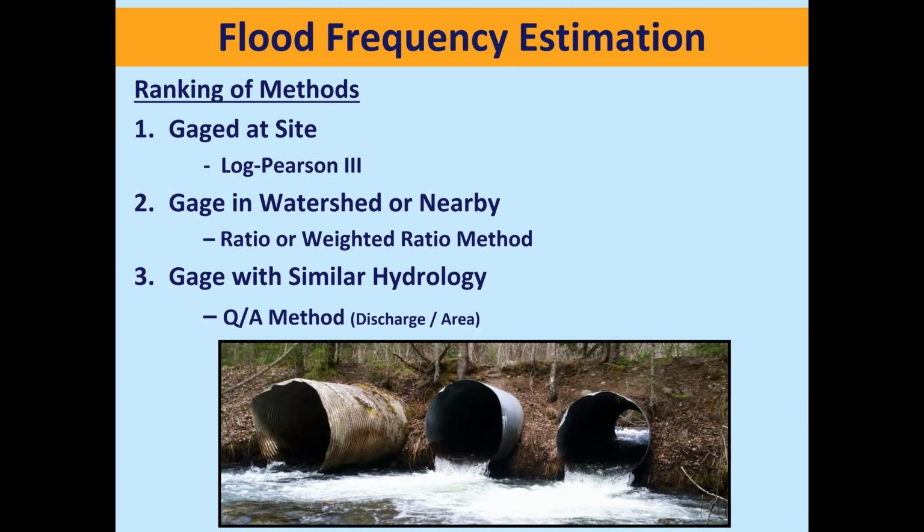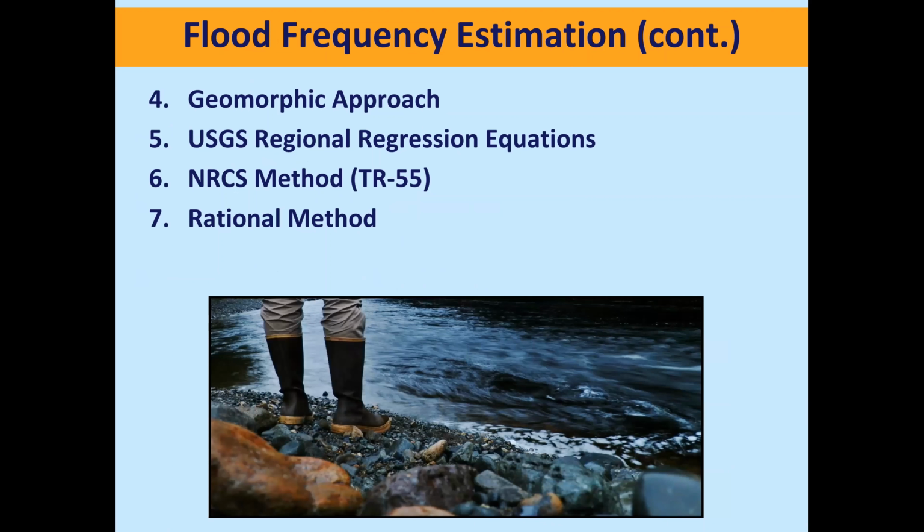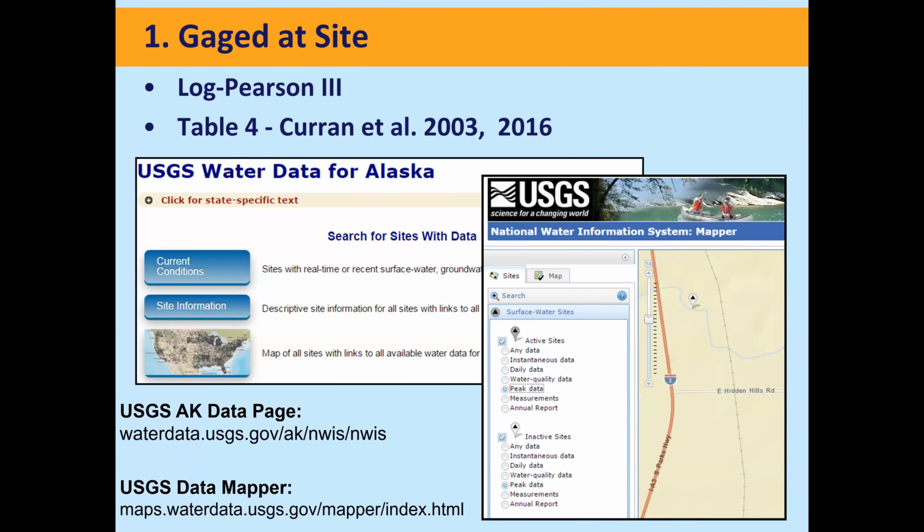So the first three are all related to actually having some gauge data that you're working from. And then the ones a little bit later in the talk, the fourth one, you're actually using your survey data in the field to back calculate a discharge for bankfull. And then some other methods: the regional regression equations, and then a couple that are more precipitation based methods.